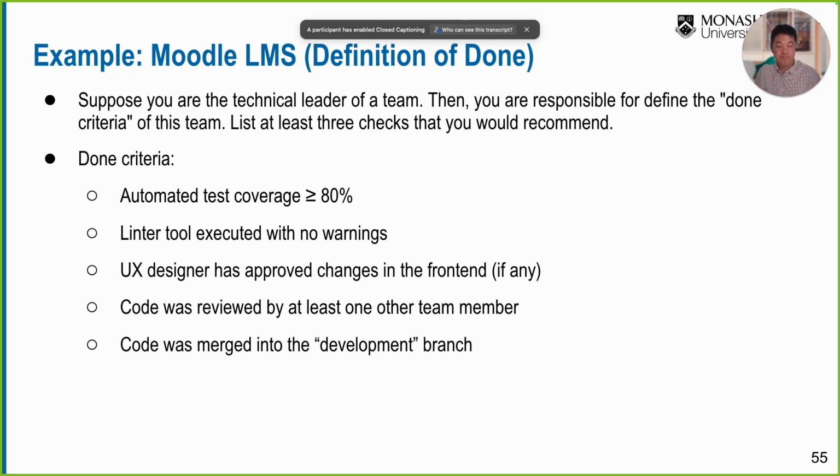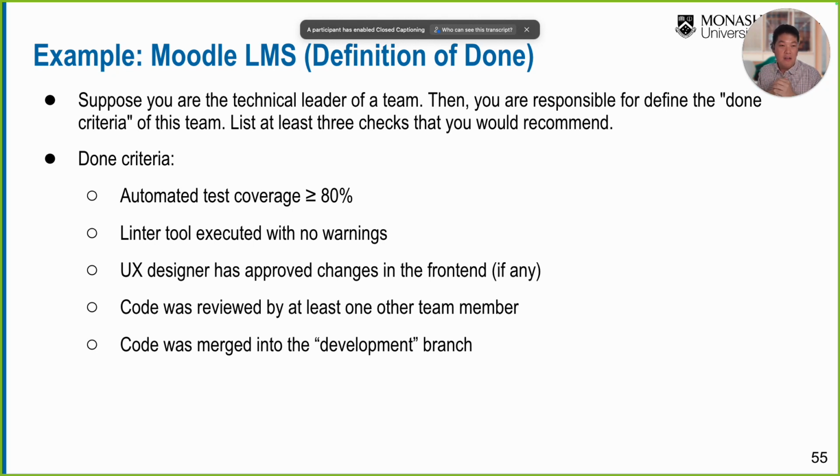For example, this feature is done once the automated test coverage is achieved over 80%. The linter tool is executed with no warnings. The UX designer has approved change in the front end, if any. The code has been reviewed by at least one team member. The code was merged into the development branch. This is the technical checklist as part of the definitions of done.